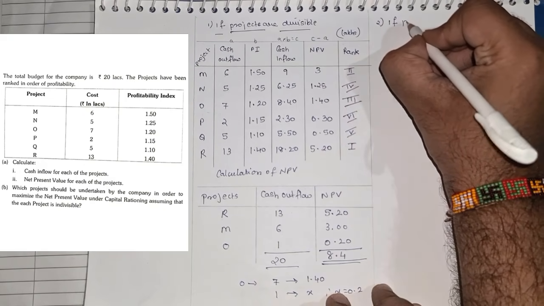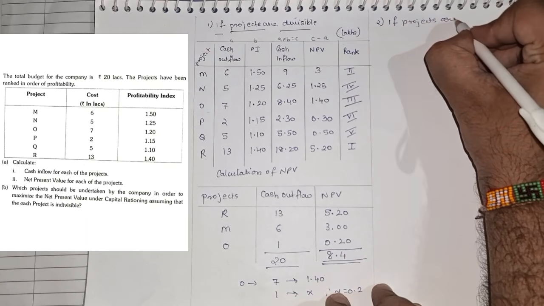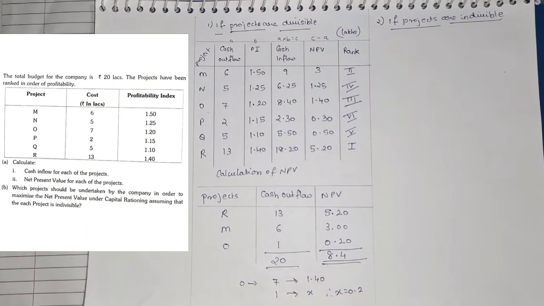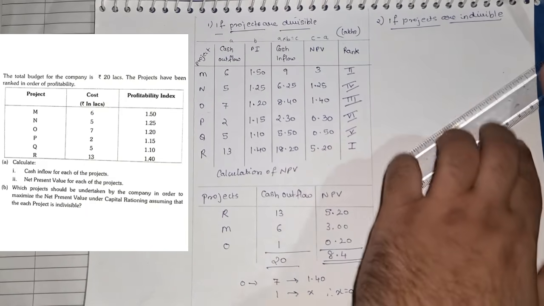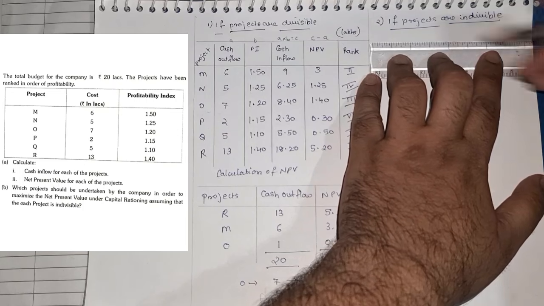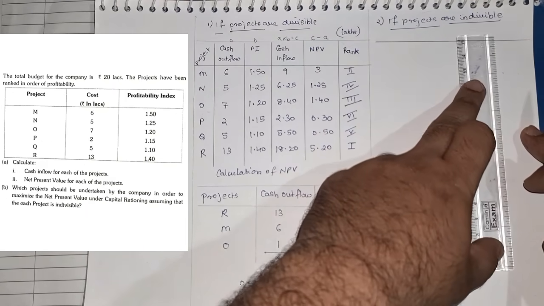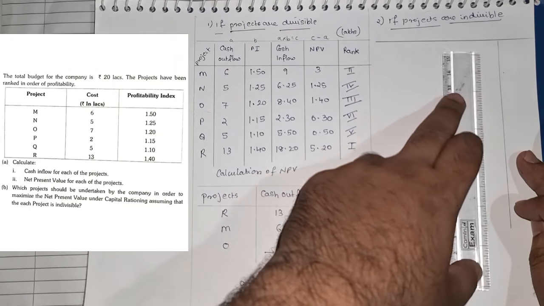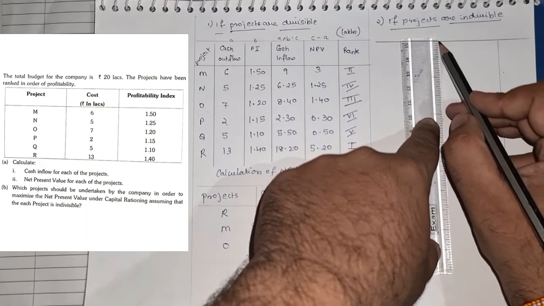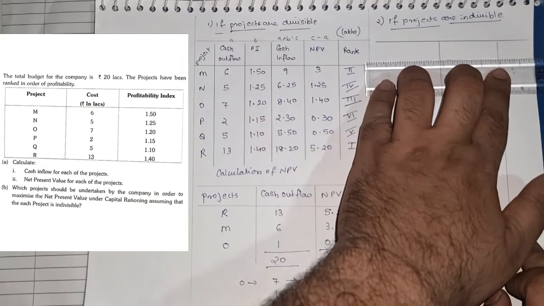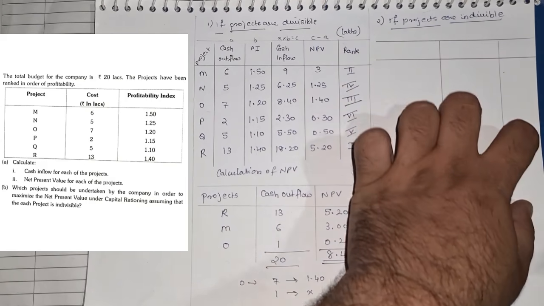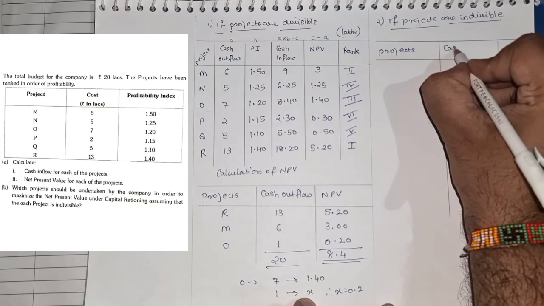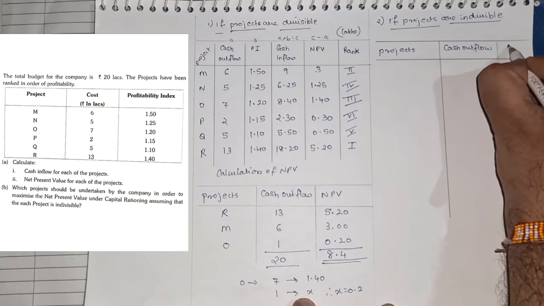What if projects are indivisible? So let us see now how to solve that. If the projects are indivisible, how to solve it? Again, our columns will be calculation of NPV based, the second table, and we'll have similar columns. Since there are a lot of alternatives available here, we'll make a longer table. So here again we have projects, we'll have cash outflow, and we'll have the NPV.